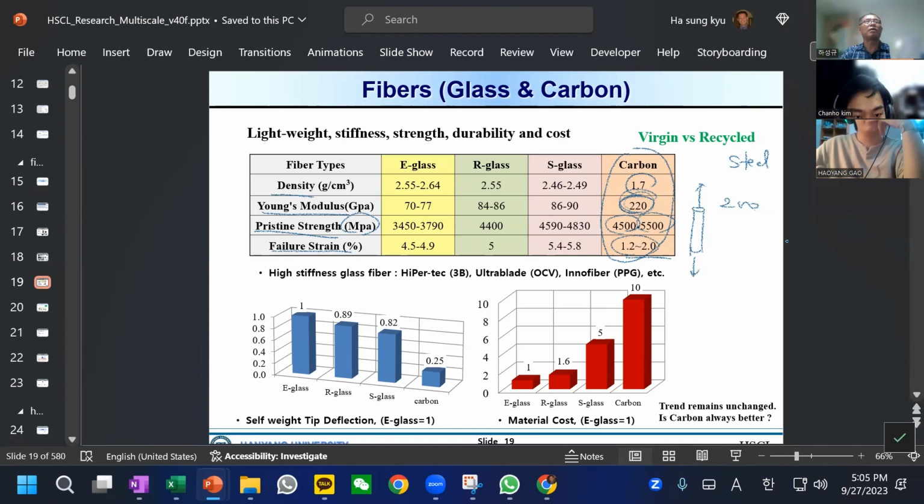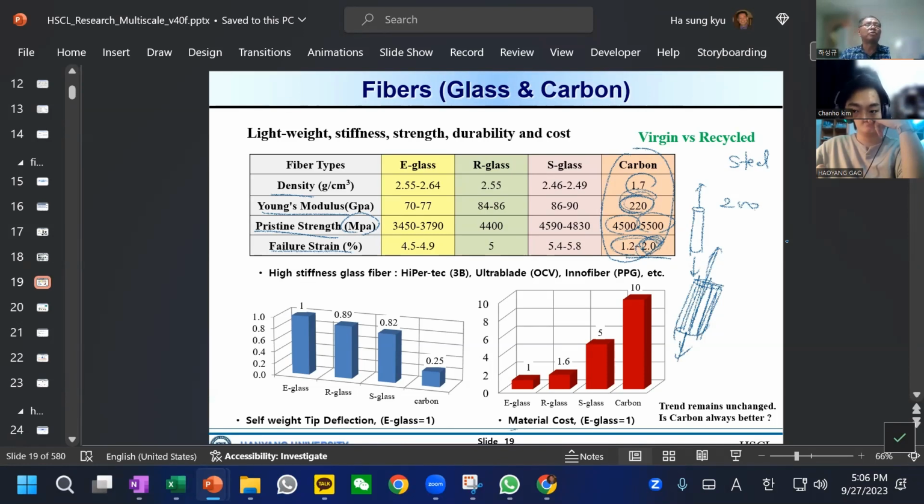Failure strain, this number, like 2.0, you will see how important this number is, because all the fibers are glued together and deformed together. Even though it's glass or carbon and they are different, they are all glued together by the resin, and then they deform together. So it's difficult to understand how much stress is in there, but no matter what, the strain will be the same. So understanding of the strain is important.